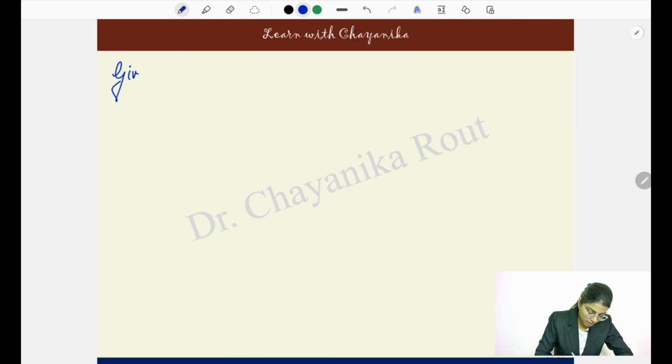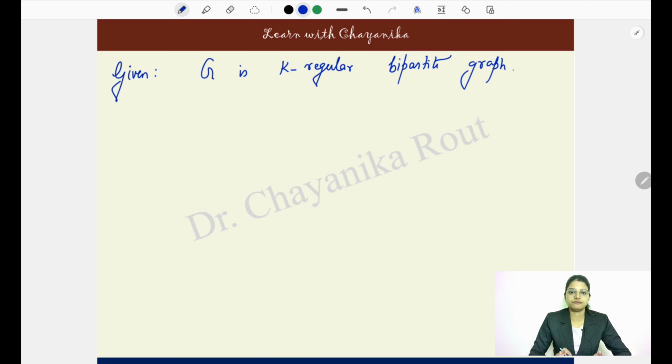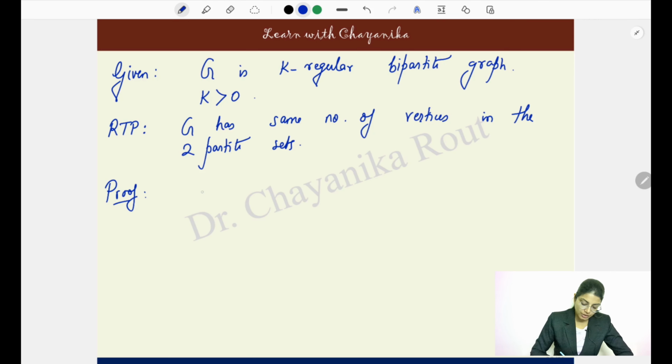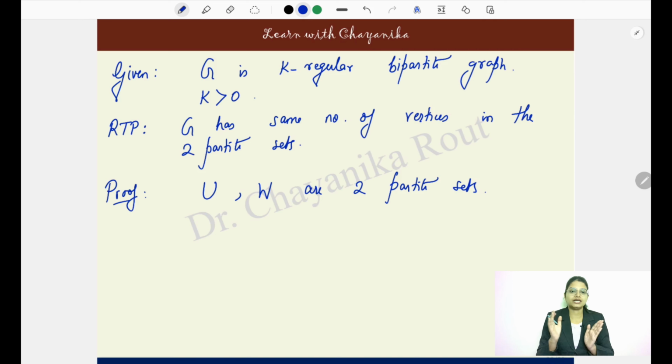So again we list down the given conditions. Let G be our k regular bipartite graph. So G is a bipartite graph in which every vertex has degree k and it's given that k is greater than 0. So required to prove, the RTP, is that G has the same number of vertices in the two partite sets. So how do we prove it? Let us take the two partite sets of G. U is one partite set and W is the other partite set. What we need to prove is that the cardinality of U and the cardinality of W is the same. That is, they are containing the same number of vertices.